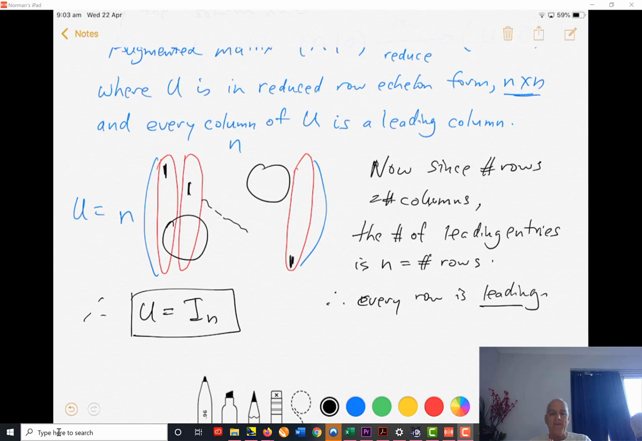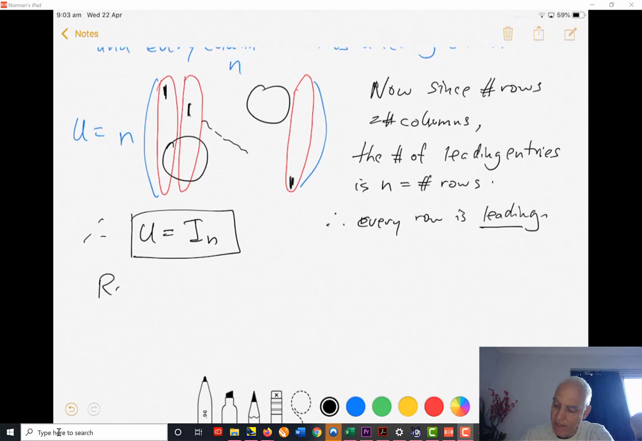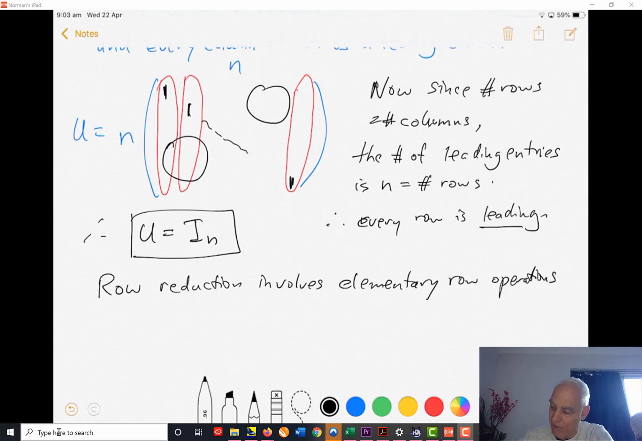Now, that's good because we know exactly what steps we are taking to go from the original matrix A to this reduced row echelon matrix U, which is just the identity. We know that we're operating by applying elementary row operations. So row reduction involves elementary row operations.